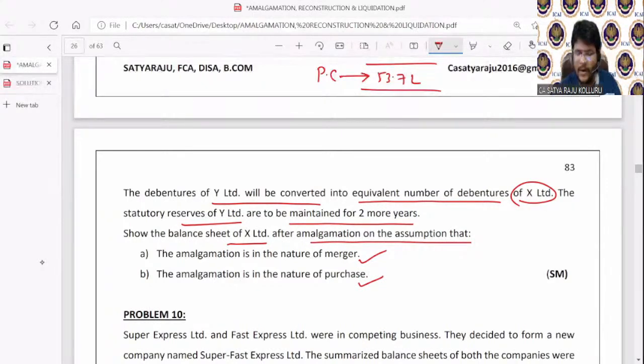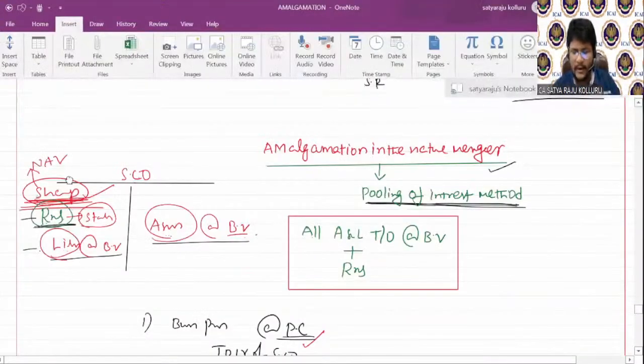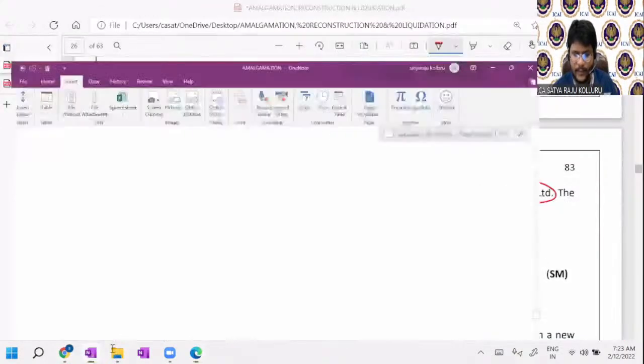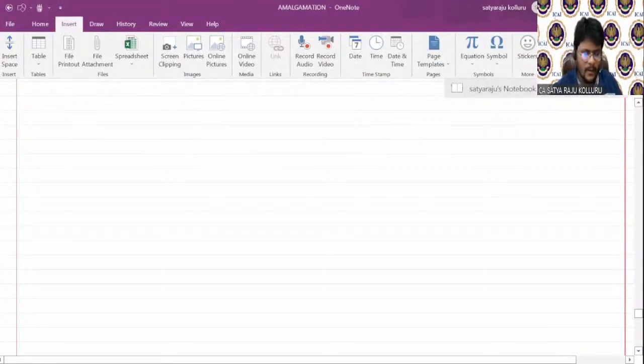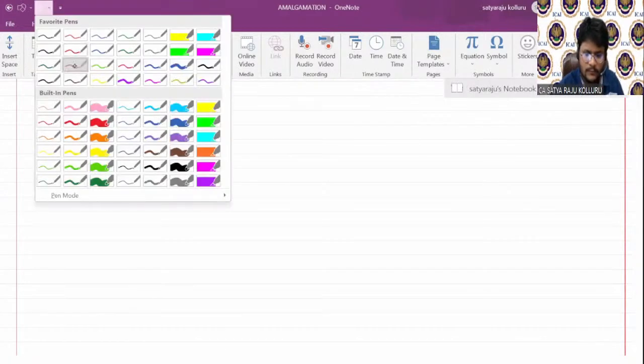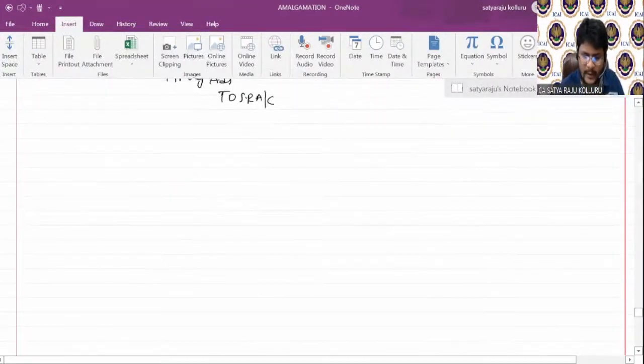I will complete amalgamation in the nature of merger from my end. Amalgamation in the nature of purchase, you should complete from your end. Here they are asking to present the balance sheet, but we come across this as the first problem in case of merger. So first I will pass the journal entries. After that, I will start doing the balance sheet. Please concentrate, all of you. Problem number 10, right? So the problem is problem number 10.